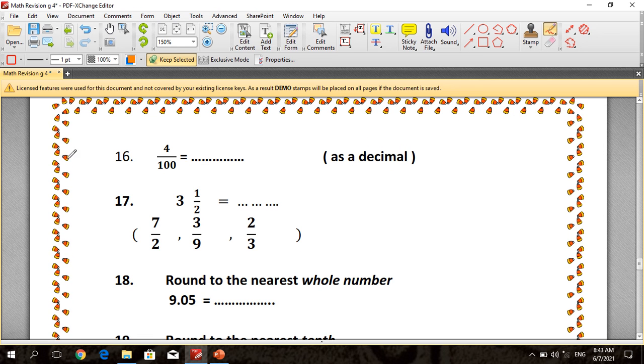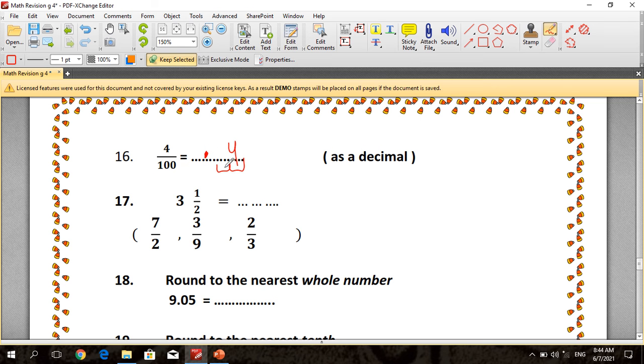Okay, now let's see this question. It's 4 over 100. Now we want to write it as a decimal. Like we said before, we will write the number in the denominator. The number in the denominator here is 4, so we will write 4 again. Over 100, that means we will put the decimal point after 2 digits. 1, 2. Then we will put the decimal point.